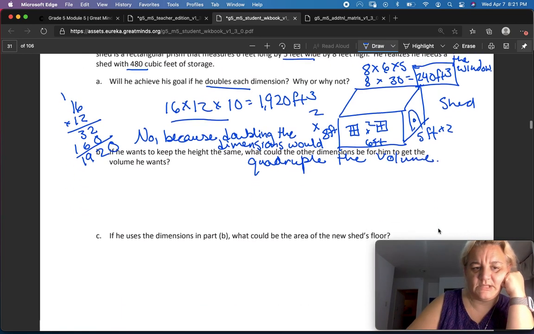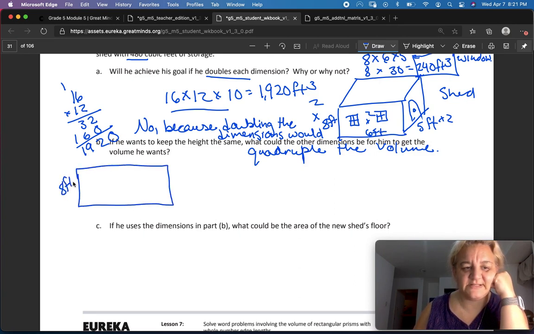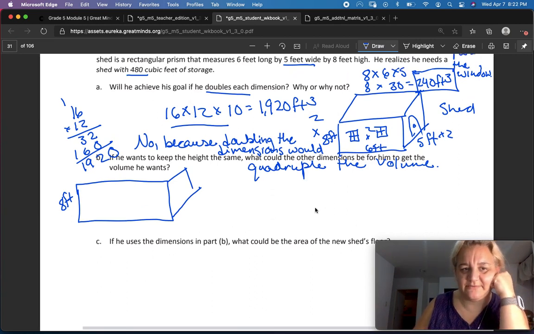Okay. If he wants to keep the same height, what could the other dimensions be for him to get the volume he wants? Okay, so he wants to keep that 8 feet tall, which seems appropriate because he's probably close to 6 feet tall, and 8 feet tall gives him enough clearance for his head. Okay, but now he wants that shed to be 480, right?